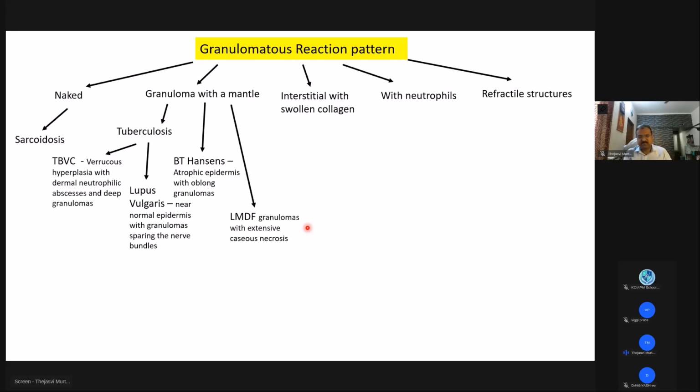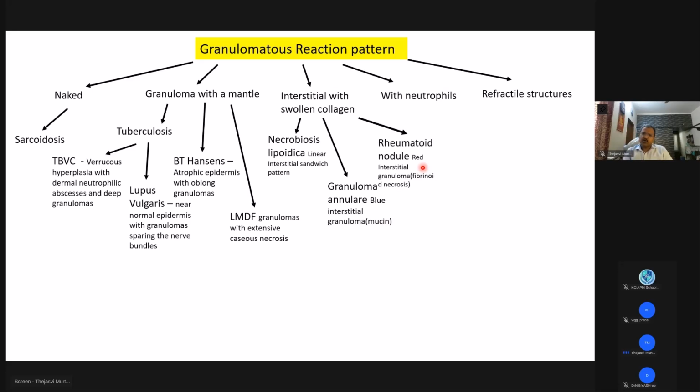Then LMDF, this is lupus miliaris disseminatus faciei, where you see facial lesions, granulomas with extensive caseous necrosis. Interstitially with swollen collagen: necrobiosis lipoidica, a linear sandwich pattern, linear interstitial, and vessels are sandwiched in between this necrotic collagen; and granuloma annulare, blue interstitial, I told you, because of degenerated mucin, blue interstitial granulomas; and rheumatoid nodule, that is red interstitial granulomas because of fibrinoid necrosis.